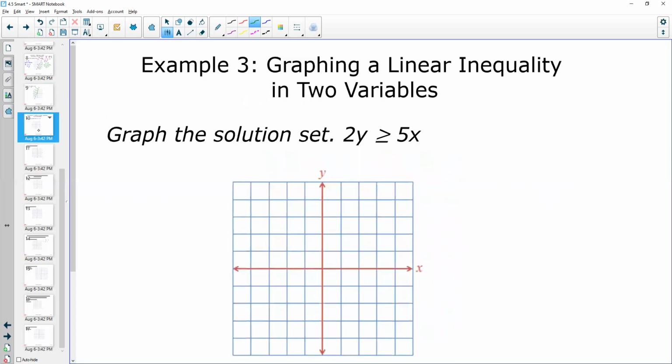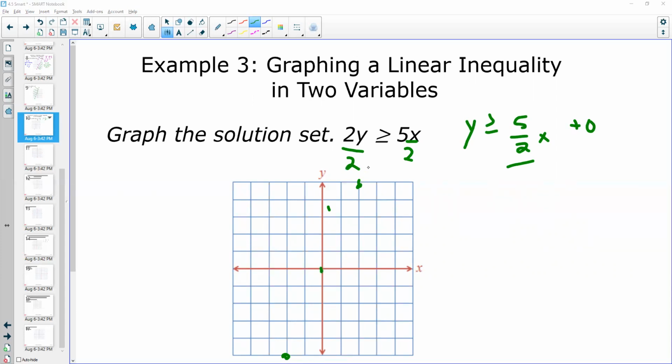Okay, so let's try a different one. This one works a little differently, but it's not really different, okay? I'm just going to do y equals mx plus b first. So I get y greater than or equal to 5/2 x. When there's no y-intercept listed, we know it's really plus 0. So the slope is 5/2. The y-intercept is at the origin, at the center. So I'm going to go up 5/2, down 5/2. There's my 3 points.